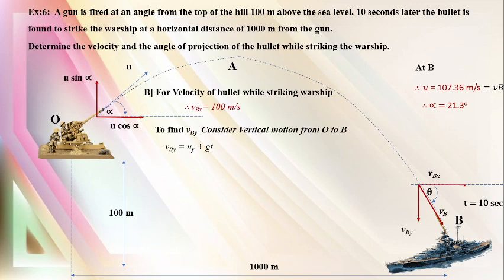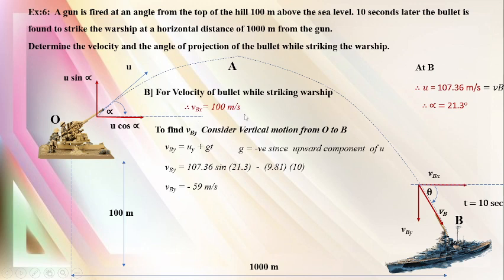For that we are going to use a kinematic equation, Vby is equal to uy plus gt, that is v is equal to u plus gt. So Vby we can find out: uy is equal to 107.36 sine of 21.3. Substitute that, and g is in the downward direction. Here the bullet has been fired upward, so g is negative. So Vby is equal to 107.36 sine of 21.3 minus 9.81 into 10. After simplifying I got Vby equal to minus 59. Why is it minus? Because it is downward.